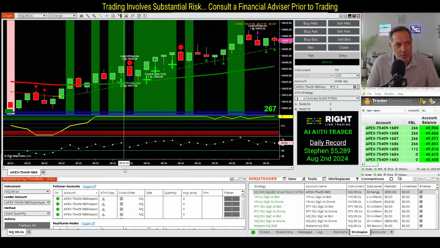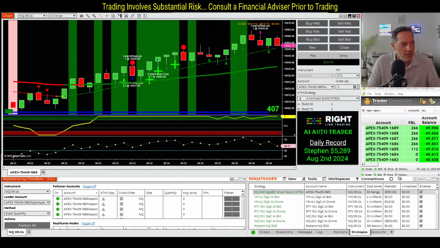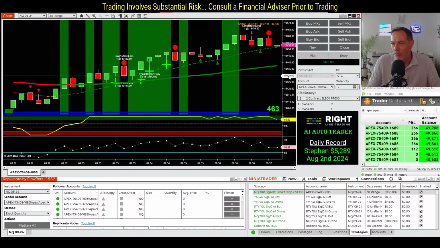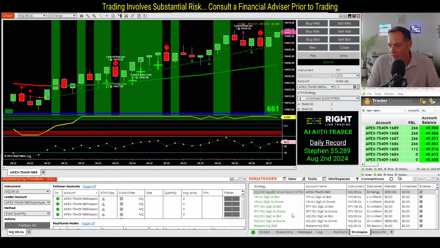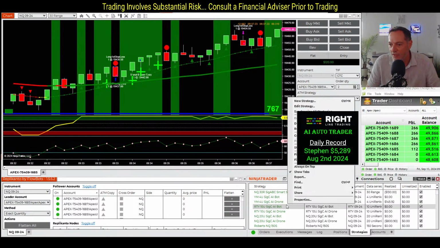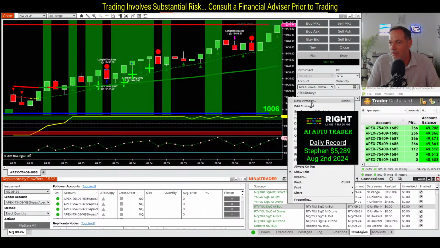So we just added a new indicator filter yesterday. I'll show you guys what it is. What I'm looking at is a 2-minute candle now. So we're taking a look at a 2-minute candle. I'll open up the strategy and kind of walk through it.